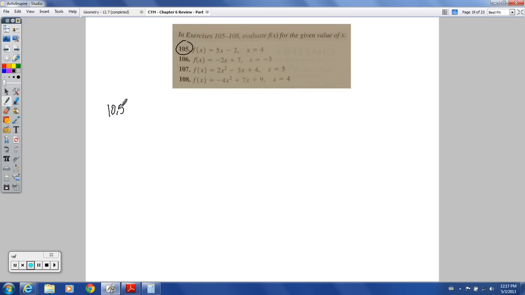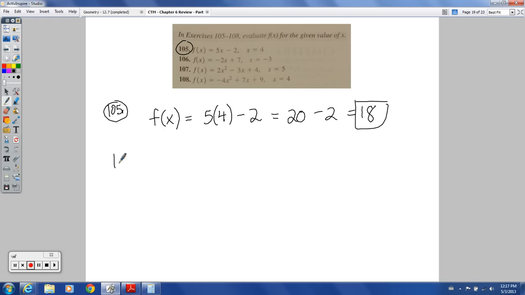Okay, for this, ooh, that looks pretty straightforward here. It's not 10.5, it's 105 though. So we have f of x equals 5x minus 2 when x equals 4. So we just need to plug in 4. We get 20 minus 2, which is 18.